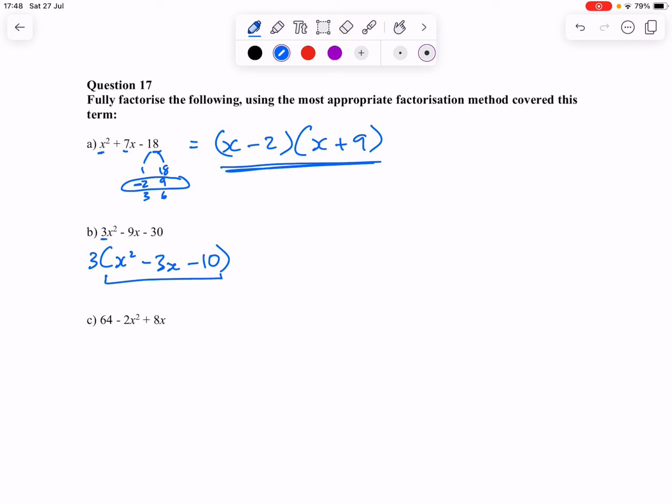X squared is a, well, it's not going to be difference between two squares. There's three terms. That's the first thing you should try. It's not going to be perfect squares because negative 10 is not a square number. So sum and product rule. 1 and 10, 2 and 5. That's it. I'm not going to get 9 or negative 9 with 2 and 5. It's going to be with 1 and 10. 1 take 10 is going to give you negative 9. So this will factorize to, don't forget the 3 out the front, x plus 1, x minus 10.